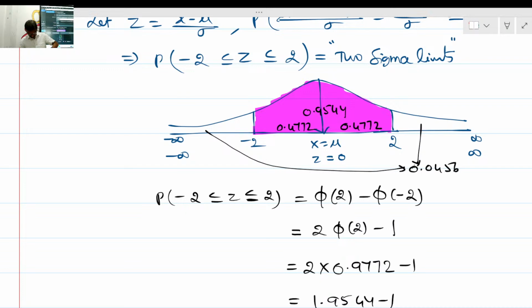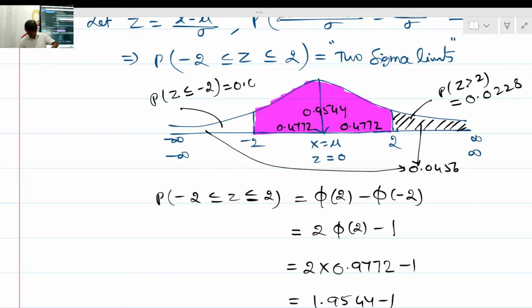Outside areas is 0.0456. Exactly this area more than 2, probability of Z greater than 2, dividing by 2, is 0.0228. This is the probability of Z less than or equal to minus 2, 0.0228.